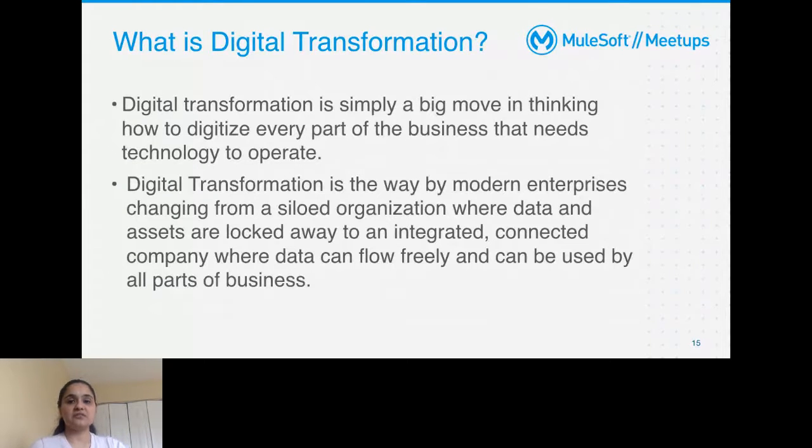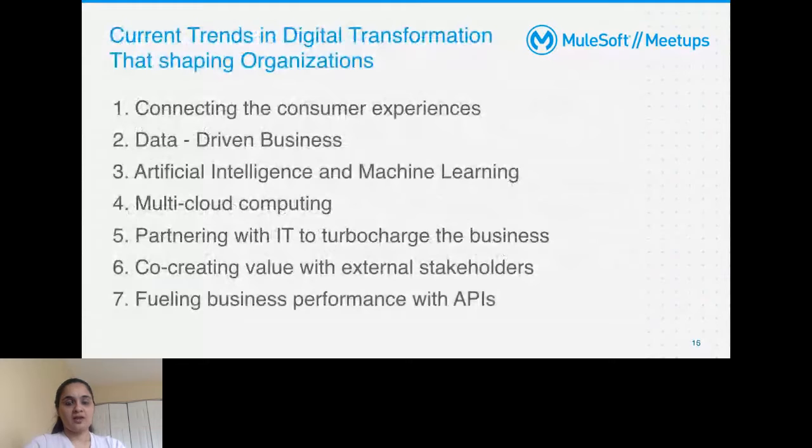So that is the transformation that needs to happen to meet the current delivery gaps. So digital transformation is a big move in thinking about how to digitize every part of the business that needs technology to operate. So let's see what the current trends in digital transformation are that shape the organization.